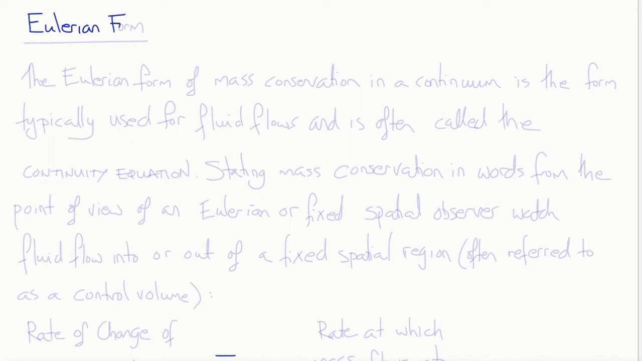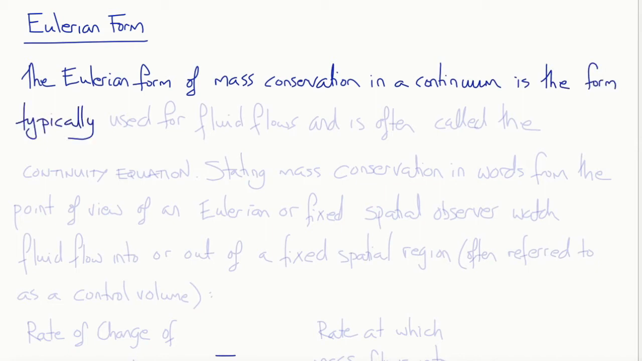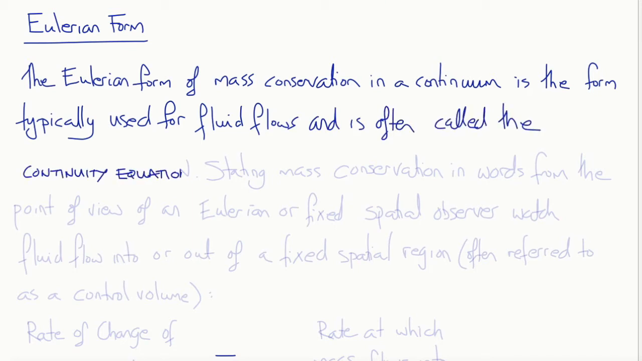So now let's derive the Eulerian form of mass conservation for a continuum. The Eulerian form of conservation of mass is the form that's typically used for fluid flows and is often referred to as the continuity equation.